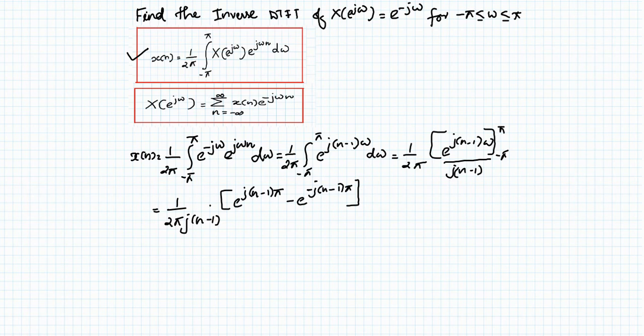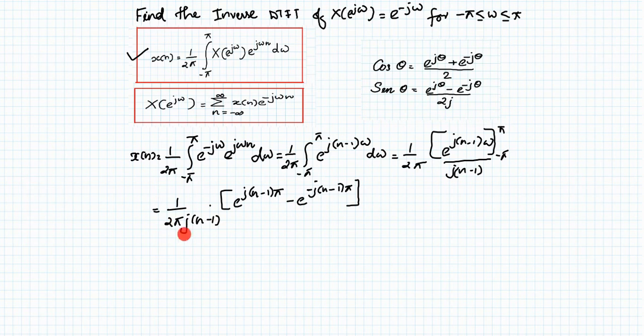Now we can write the standard equation. Here it is minus and 2j, so you can write in terms of sine. So equation becomes 1 by pi, the remaining term is sine pi n minus 1 by n minus 1.